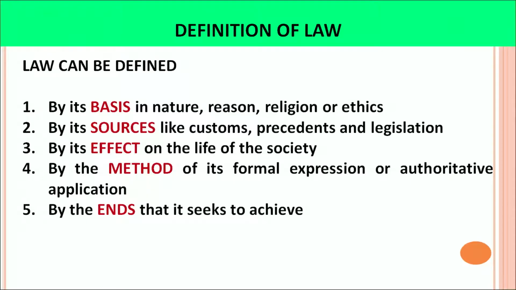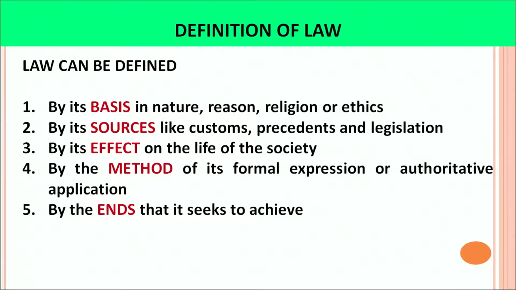Now, as you have already seen, the definition of the law can have various bases. There are various parameters on the basis of which the definition of the law has been derived. Some have given their definition on the basis of nature, reason, religion or ethics. Some define law on the basis of the sources from which the law has been derived. For example, it is based on custom, precedent and legislation. Others say that the law can be defined on the basis of the effect it is going to have on the life of the society.